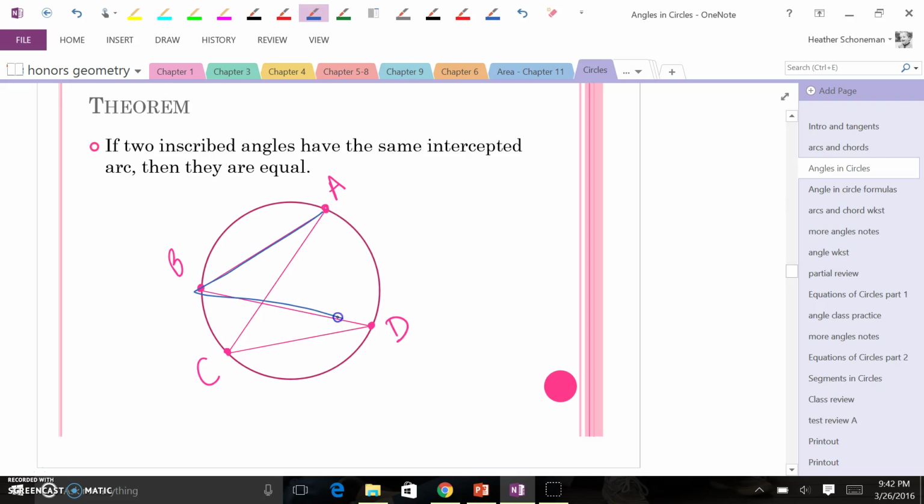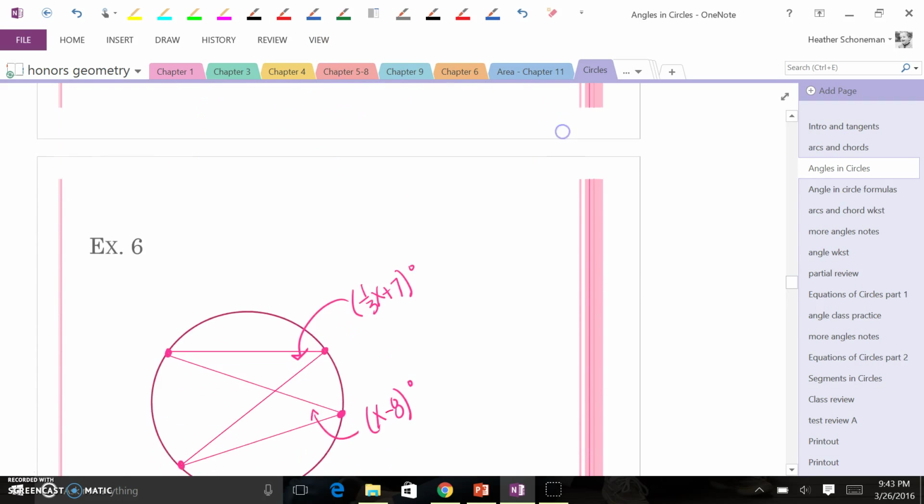So if I look here, angle ABD has this intercepted arc, and angle ACB has this intercepted arc. So since they have the same intercepted arc, we can say that angle B, and I can use one letter because there's only one angle coming from that vertex, angle B is congruent to angle C. All right, let's try using that in a problem.